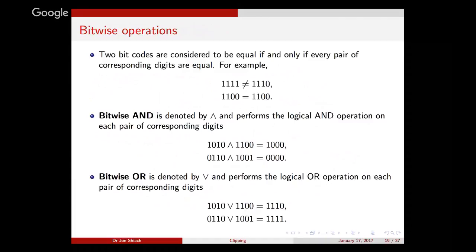Bitwise OR is true if one or the other is true. So here, we've got 1 and 1, so it's 1. Here we've got 0 and 1. But because one of them is a 1, it's true. Here we've got a 1 and a 0, because one of them is a 1, it's a 1. And 2 zeros give a 0. So bitwise operation is essentially logic applied to each digit, corresponding pairs of digits in turn.